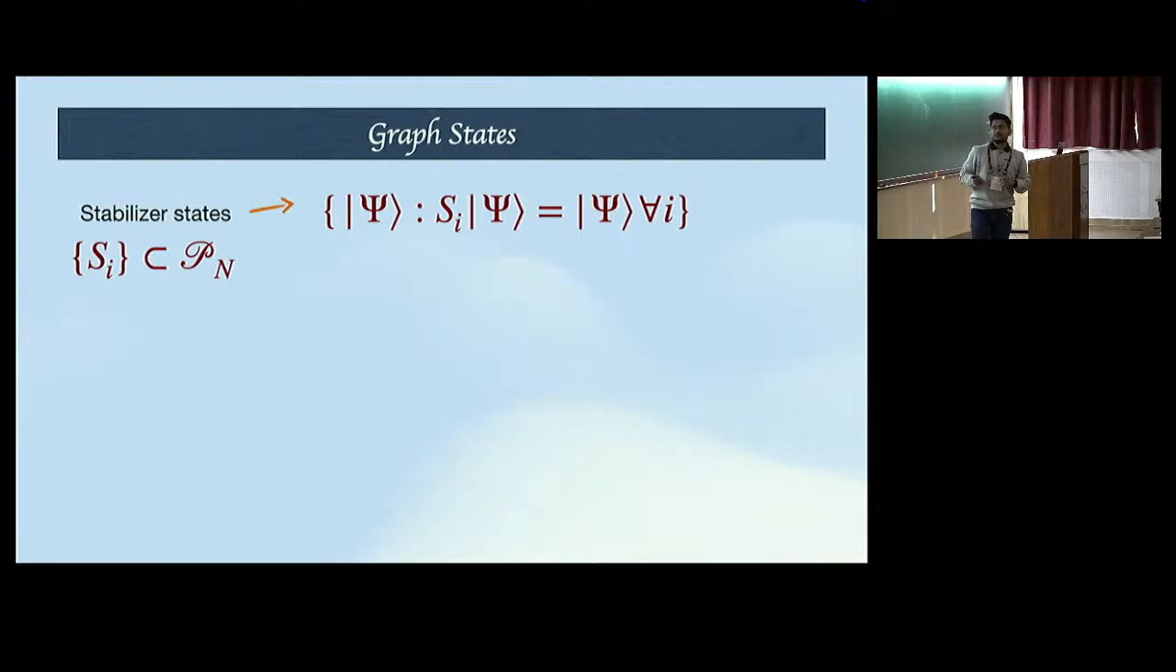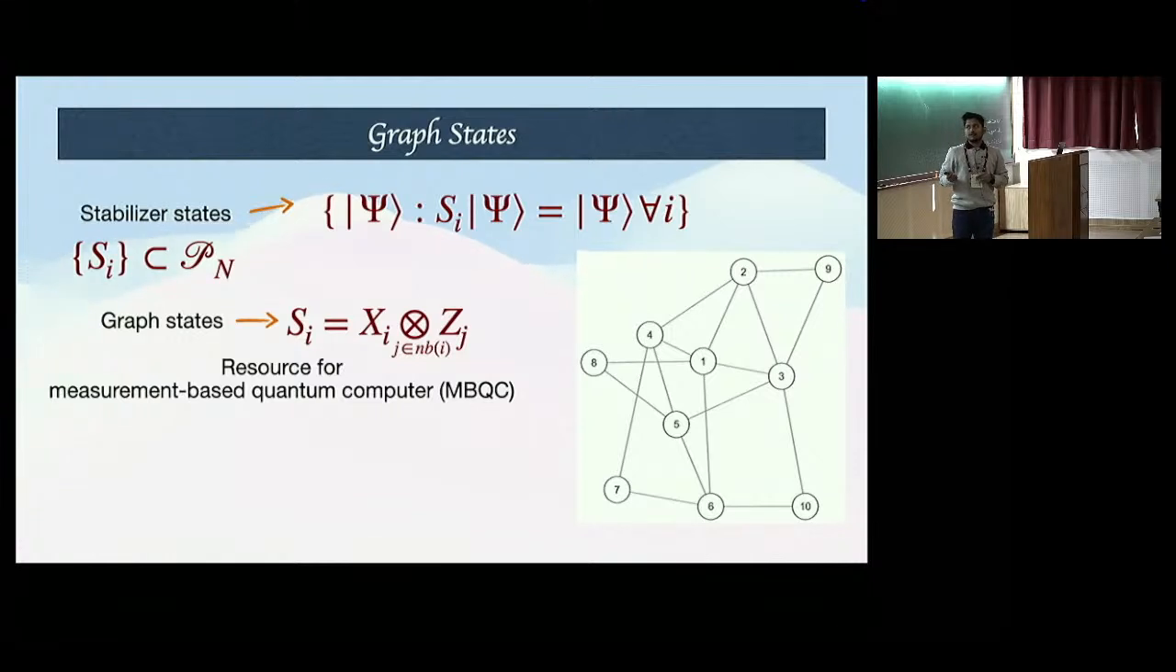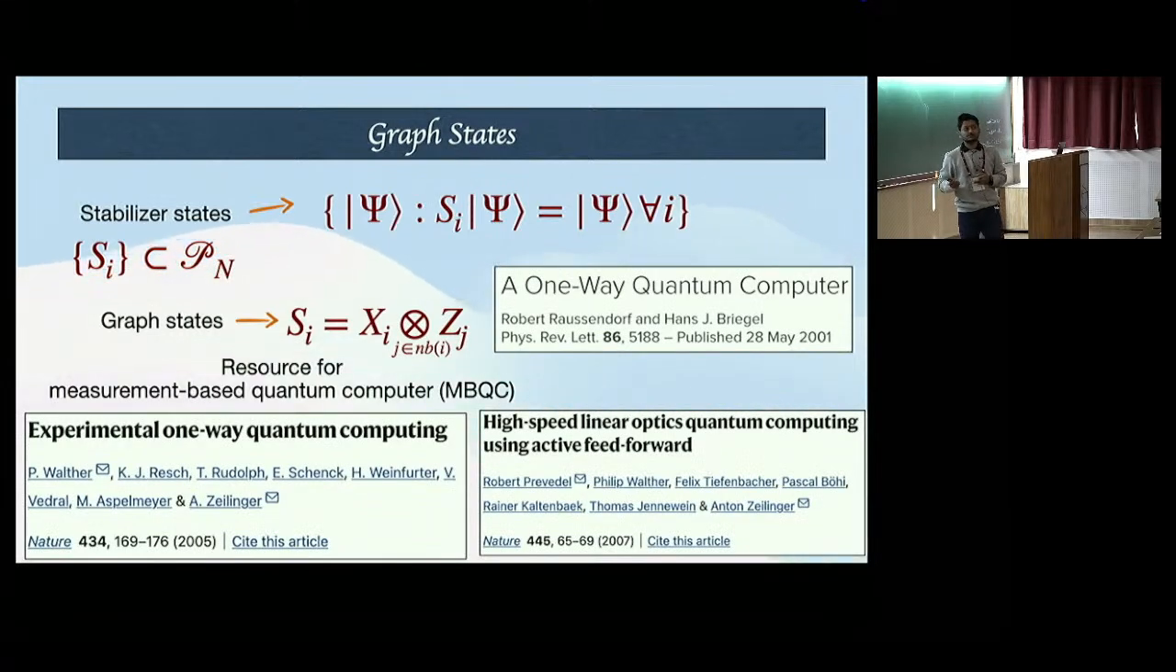So if there's a Pauli group, and if we take an abelian subgroup of the Pauli group, these are stabilizers, and the stabilizer states would be the states which have +1 eigenvalue of them. And graph states are a subset of stabilizer states in which the stabilizers can be uniquely represented by a graph. And these are a resource for measurement-based quantum computing, which was shown by Raussendorf and Briegel in one-way quantum computing, and has been experimentally constructed in photonic systems.